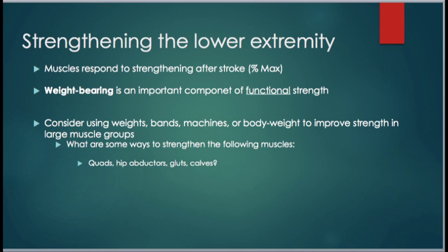Strengthening can be achieved in a number of different ways. You can use weights, bands, machines, or body weight to improve strength in larger muscle groups. You can also use different functional activities as strengthening exercises. So let's all think about some ways that we can strengthen the following muscles. Let's think about the quadriceps, the hip abductors, the glutes, and the calves. Now let's think about some functional activities we could do that also incorporate those muscles.